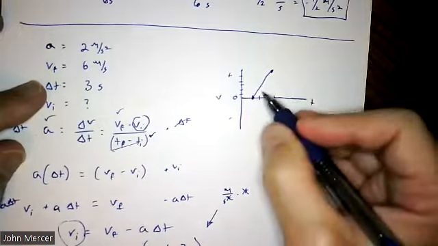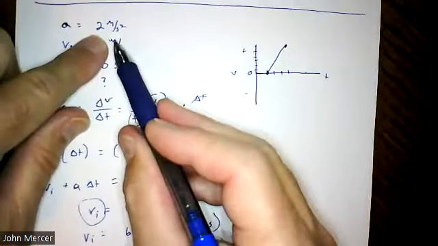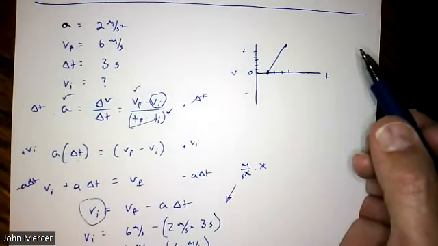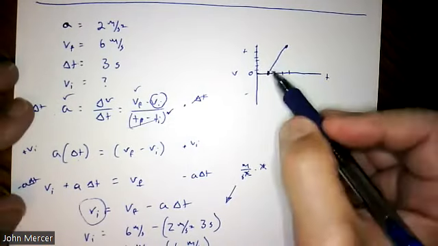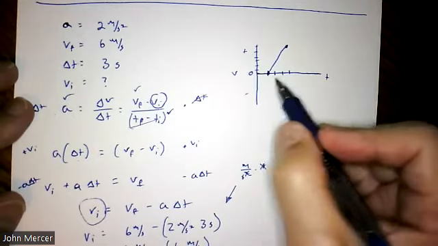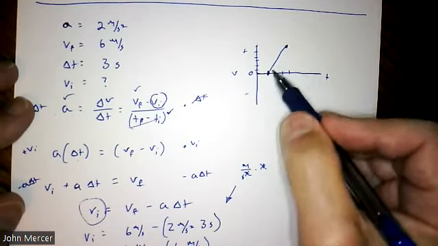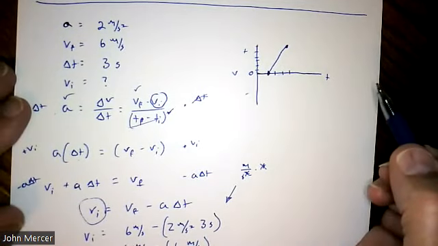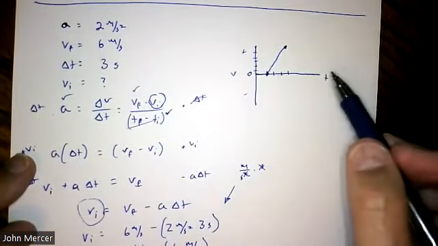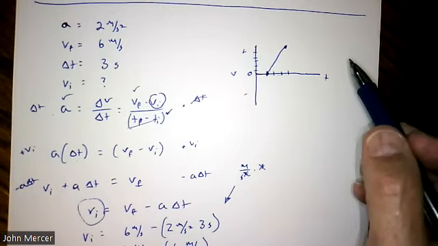Now that should be a positive acceleration, which it is. It's given as plus 2 meters per second squared. So this all makes sense. My initial velocity being 0, my final velocity being 6 meters per second, and that happened over 3 seconds. And that acceleration, the slope of that line, is 2 meters per second squared. So the graphing and the math all go together. There's no trick with that at all.